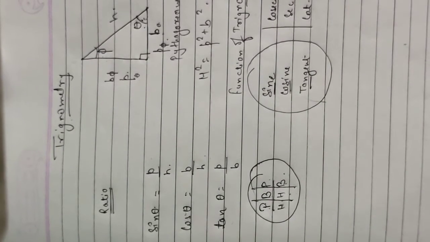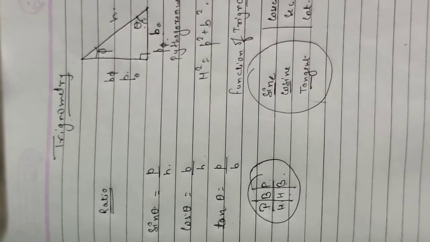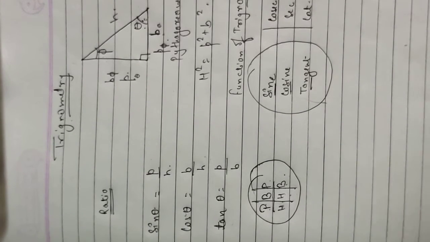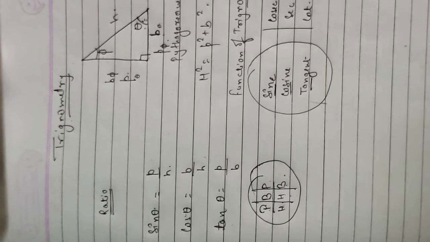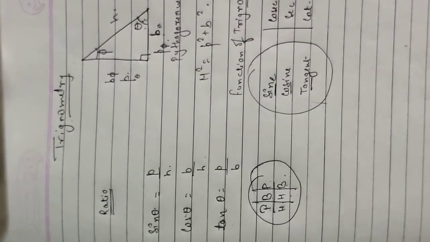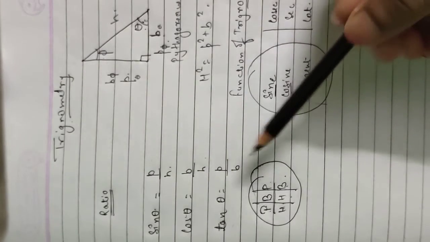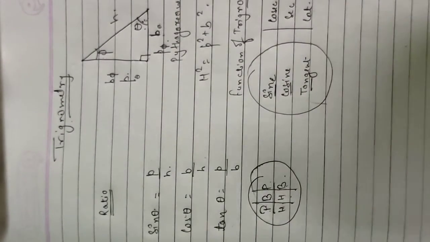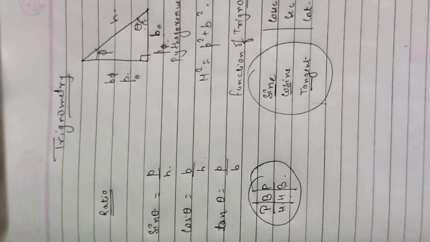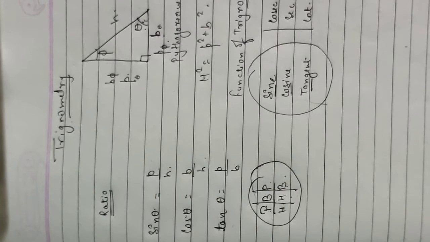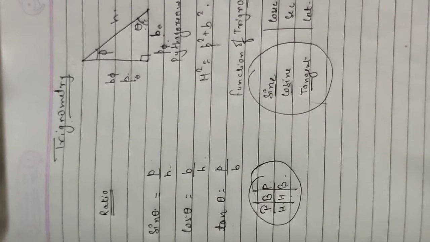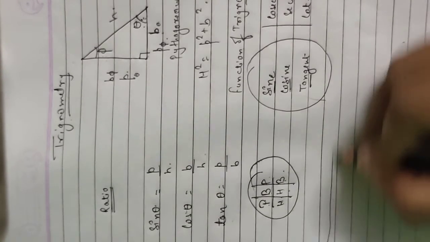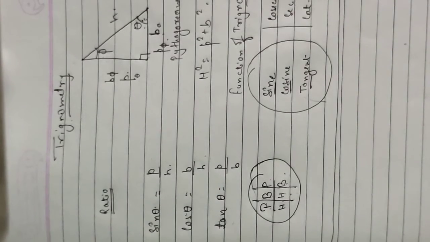Okay, I'm just giving you the analysis of the chapter. I'm not solving any question. I will solve some questions later on, but in this video, it's all about the functions of trigonometry, what you should know about trigonometry. Here you can see p by h, b by h, p by b. So the ratios are clear.